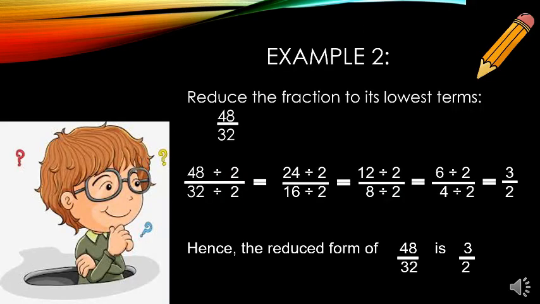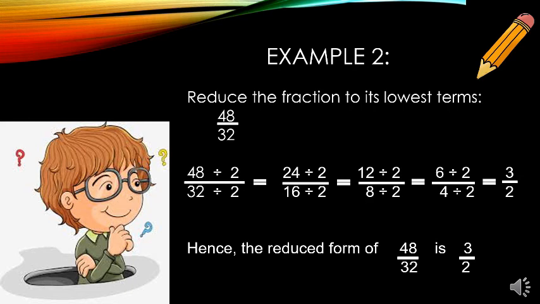Let us take one more example. Our fraction is 48 by 32. Let us think of a number by which 48 and 32 both are divisible. The number is 2. Therefore, we divide 48 by 2 and 32 by 2. Therefore, we get 24 by 16. Now again divide 24 and 16 by 2. We get 12 upon 8.